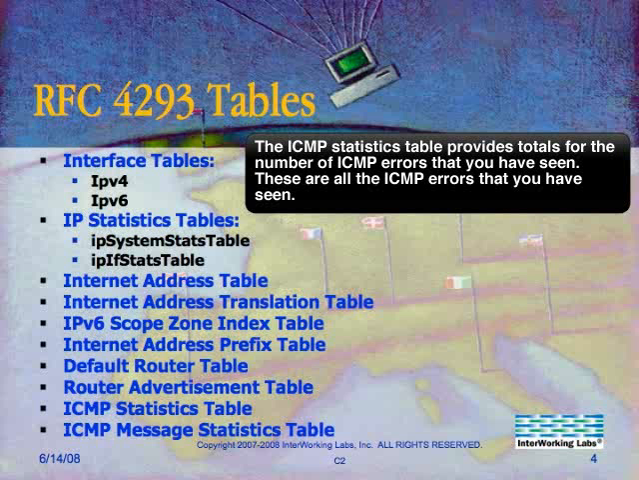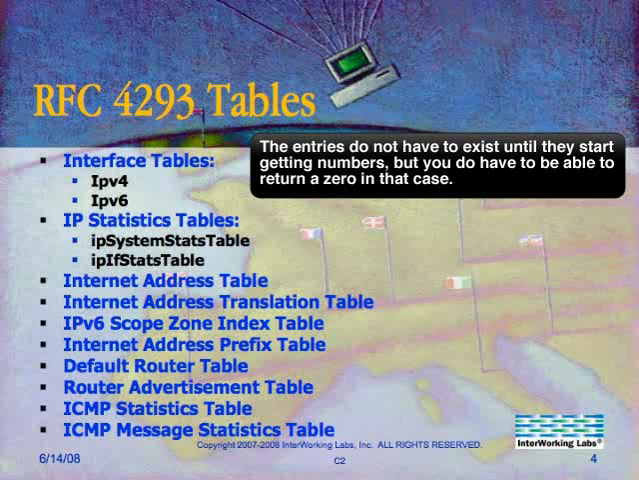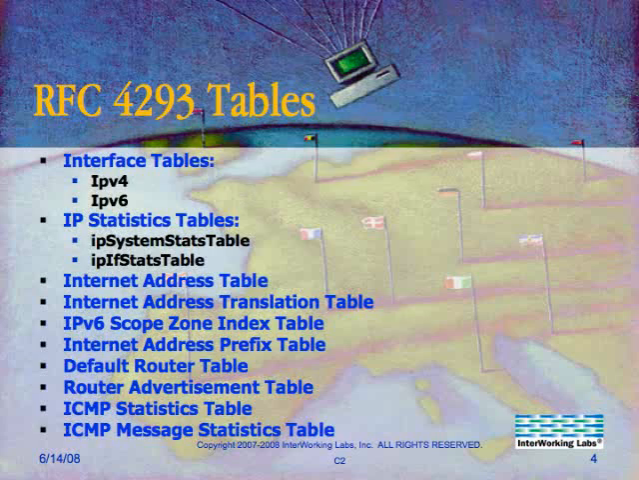The ICMP statistics table provides totals for the number of ICMP errors that you have seen. These are all the ICMP errors that you've seen. The next table, the ICMP message stats table, provides per ICMP type of error. So for each individual class of error, you would get a separate entry in the table. The entries don't actually have to exist until they start getting numbers, but you do have to be able to return a 0 in that case.